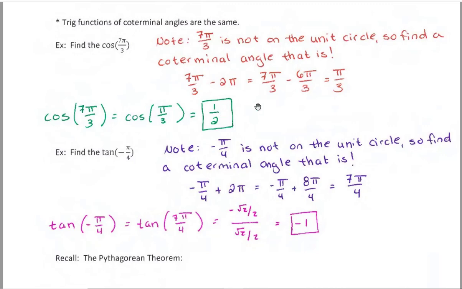If we were going to try to find the tangent of negative pi over 4, again, we pull out our handy-dandy unit circle and we can see that negative pi over 4 is not on the unit circle, so we'll find a coterminal angle that is. The unit circle has all positive angles, so we're going to try to find a coterminal angle that's positive by adding 2 pi, which gives us 7 pi over 4. That is on the unit circle, so the tangent of negative pi over 4 is the same as the tangent of 7 pi over 4, which is the y value divided by the x value. And negative root 2 over 2 divided by positive root 2 over 2 is going to give us negative 1.